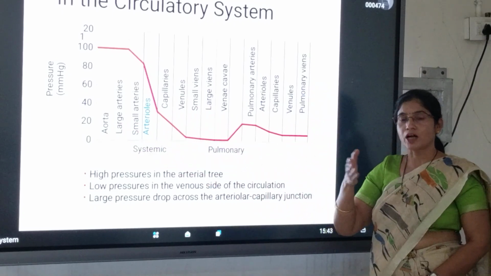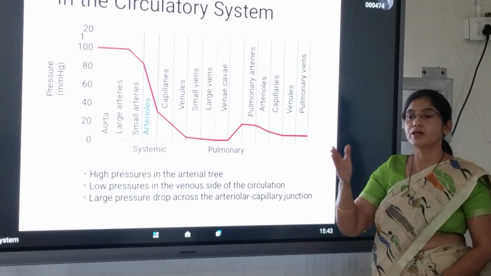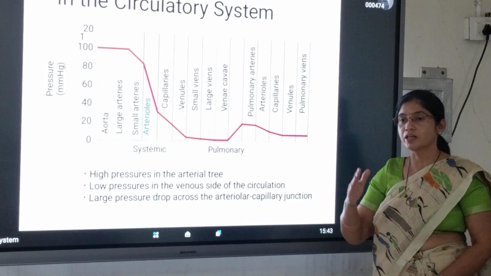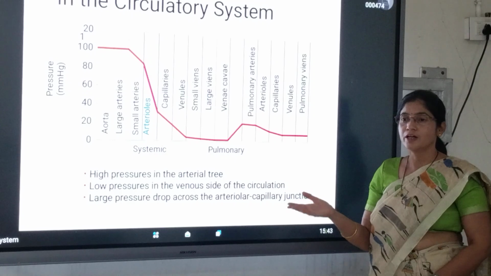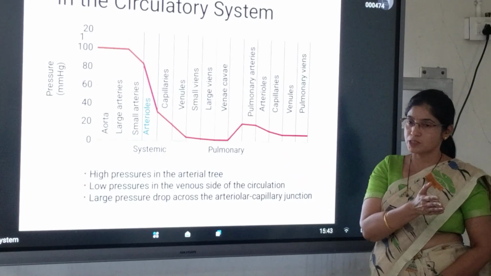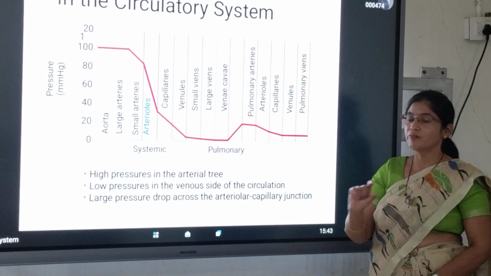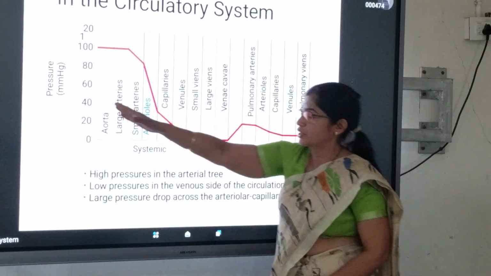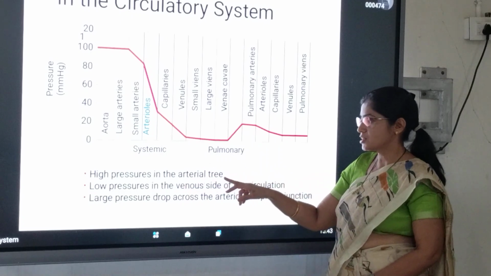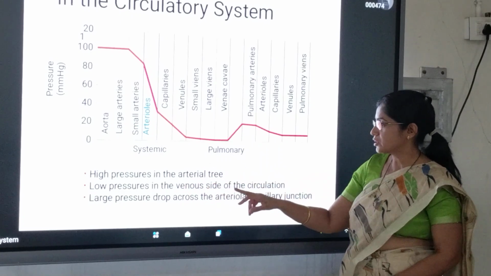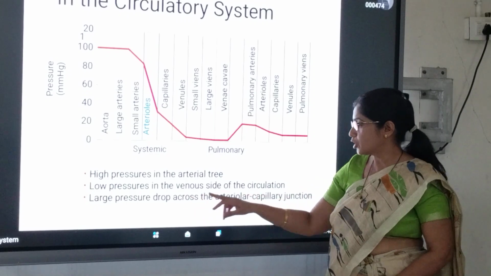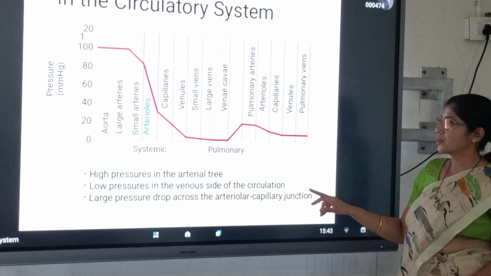The rate of transmission of the blood flow is also decreasing. At the capillaries, blood flow is very slow, and that is very important. If the blood is very fast, nutrients will not transfer to the tissues. So blood flow is very slow with low pressure. These are the differences. High pressure is in the arterial tree, low pressure on the venous side of the circulation, and there is a large pressure drop across the arteriocapillary junction.